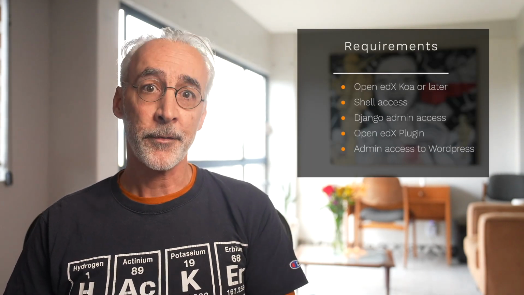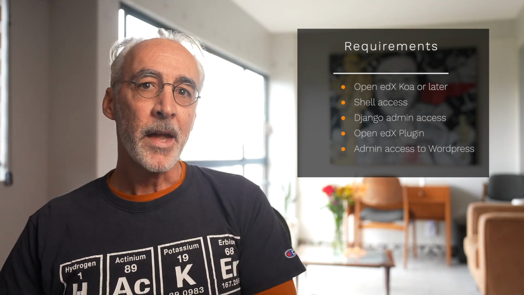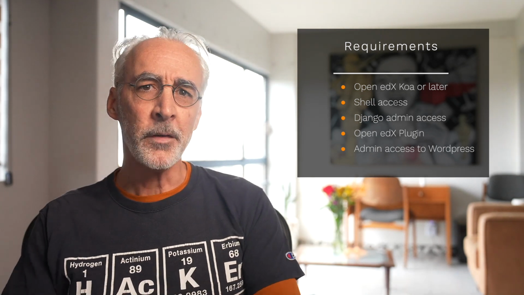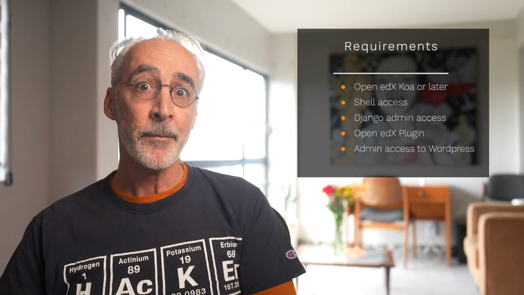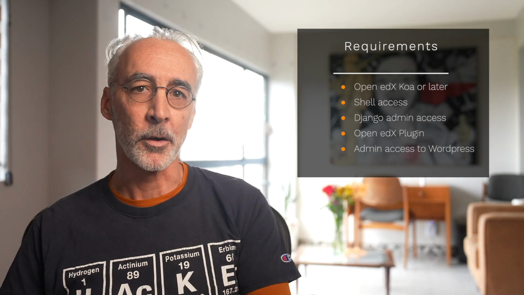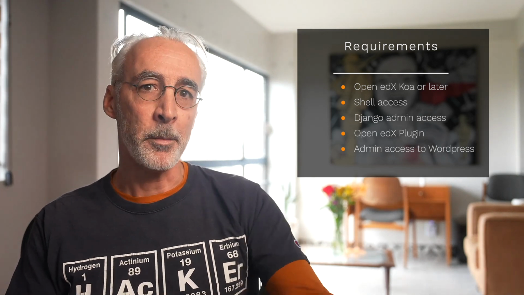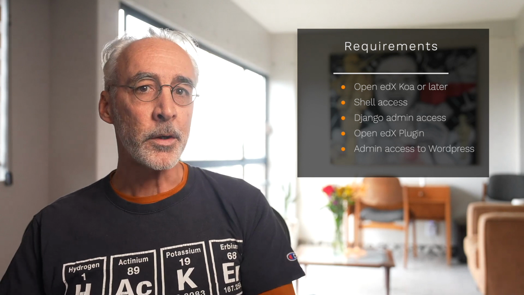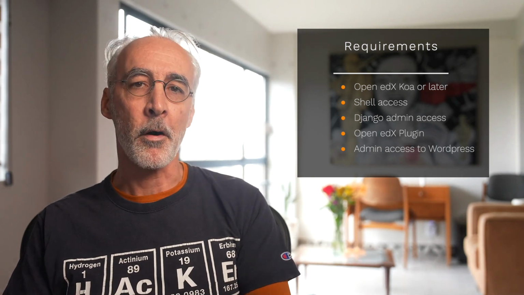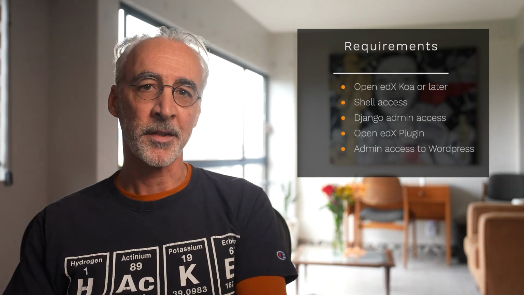To follow along with this coding exercise, you're going to need a few things. First, you'll need a running OpenEdX installation that's version Koa or later. And you'll need shell access to the Ubuntu console for that installation. You'll also need an admin user for access to the Django admin console. And lastly, for OpenEdX, you'll need an OpenEdX plugin as part of the build for that installation. And if you're new to OpenEdX plugins, I've pasted some links to blog articles down below that'll help you get started. And lastly, you'll need admin access to a WordPress site where you're going to configure an OAuth provider.